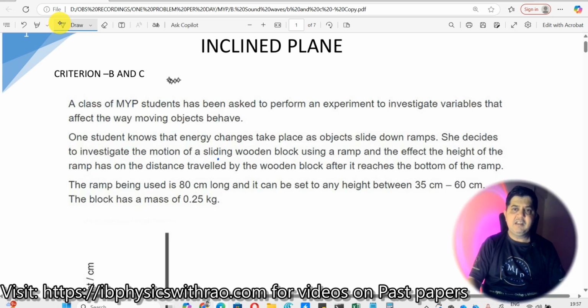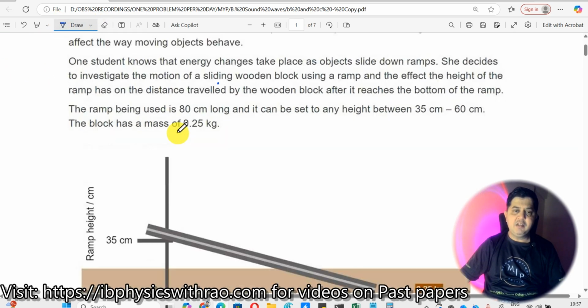Let us begin with criterion B and C. So this problem is on gravitational potential energy on inclined planes. A class of MYP students has been asked to perform an experiment to investigate variables that affect the way moving objects behave. One student knows that energy changes take place as objects slide down ramps. She decides to investigate the motion of a sliding wooden block using a ramp and the effect the height of the ramp has on the distance traveled by the wooden block after it reaches the bottom of the ramp.